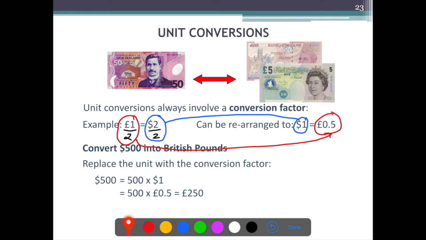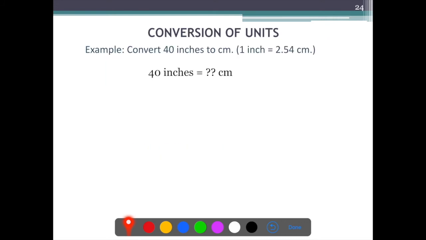Right, let's do another conversion and hopefully that will become clearer. We want to convert 40 inches to centimeters. You know that 1 inch is equal to 2.54 centimeters. So how many centimeters are there in 40 inches? I'll give you a few minutes to try and solve this by yourself, or you can pause the video and come back and then we'll look at the solution.